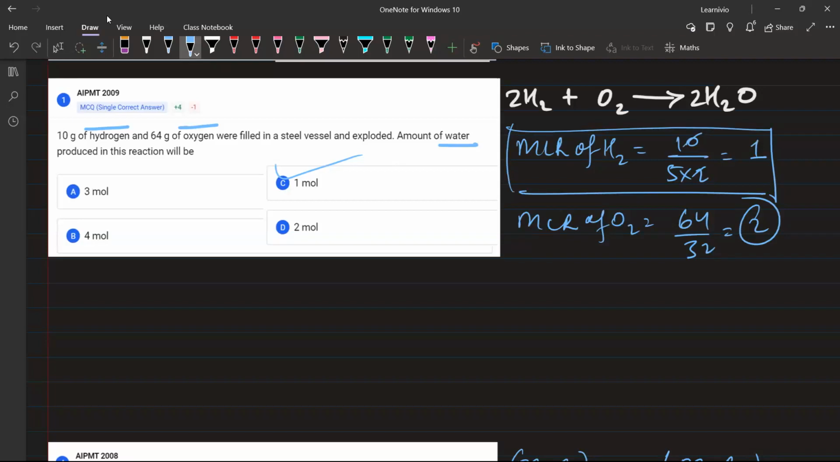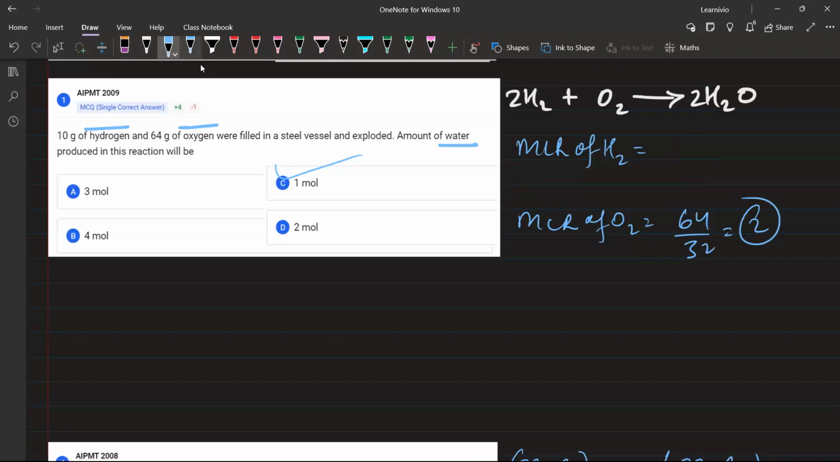Okay, so the number of moles of hydrogen that we are having, still 4 will not come. MCR weight is divided by 5, so here it will be divide by 2. Okay, so here 2 moles of oxygen, 1 mole of oxygen, 2 moles of water.